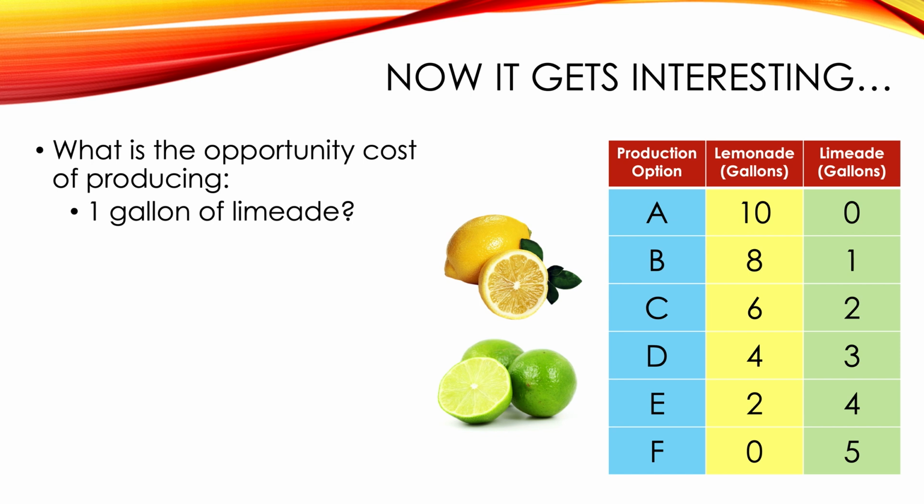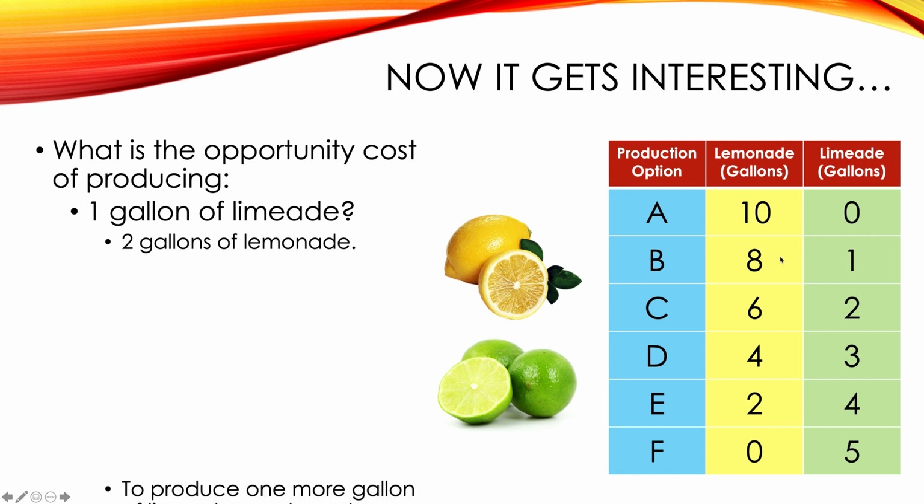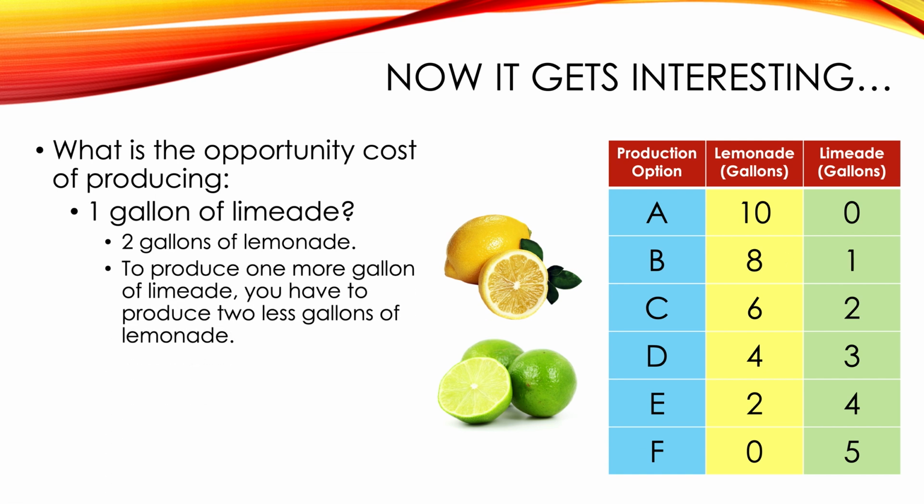And we can use the table to help us a little bit, because here we weren't producing any, right? And if we produce 1 gallon of limeade, how much does our lemonade production go down by? Well, that's pretty clear. That goes down by 2 gallons, from 10 now down to 8. And to put that clearly again, to produce 1 more gallon of limeade, you have to produce 2 fewer gallons of lemonade every time, right? Because every time you increase limeade production by 1 more gallon, you're decreasing lemonade production by 2 gallons. So it's a 2-to-1 ratio.